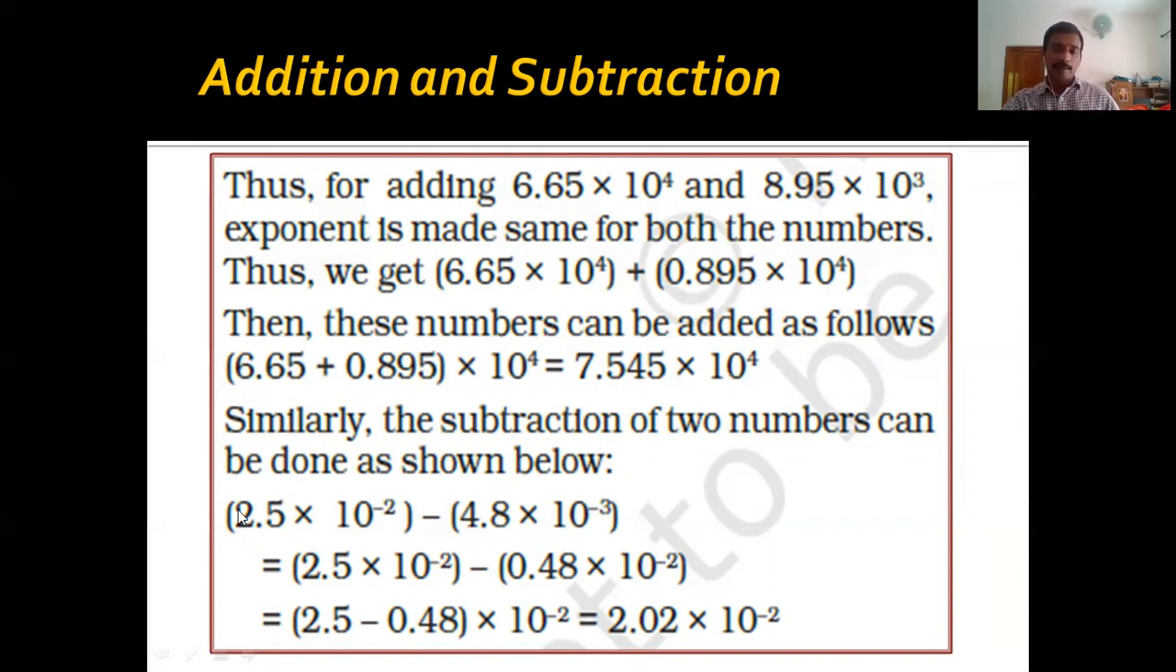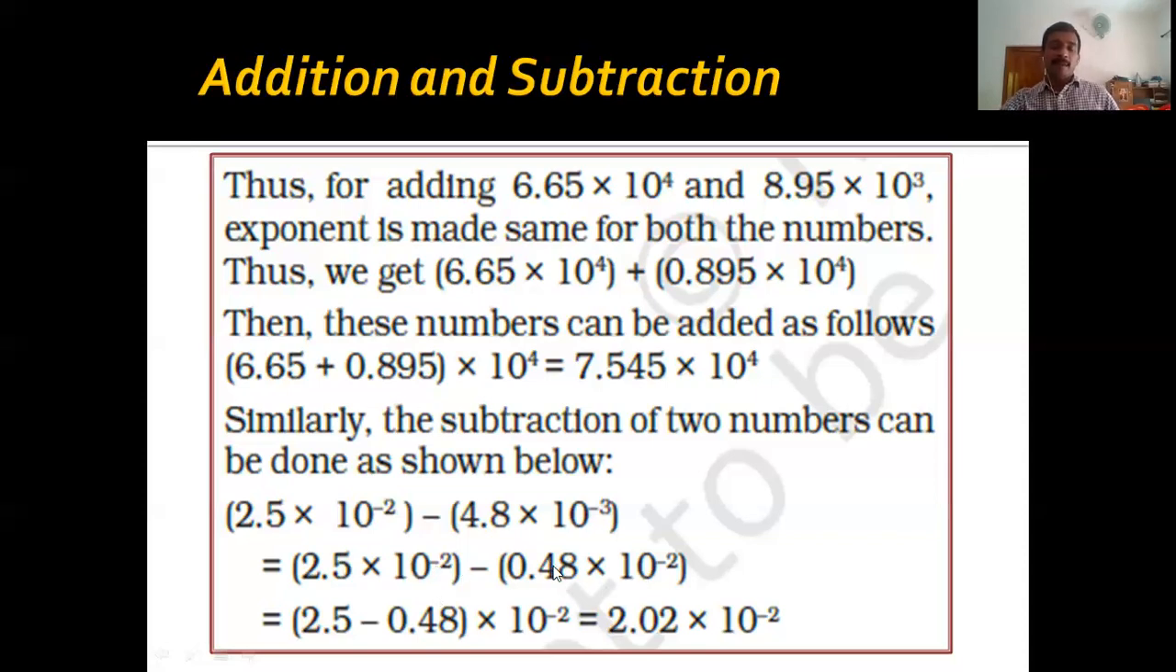In the case of subtraction, we have to use the same method. 2.5 into 10 raised to minus 2 minus 4.8 into 10 raised to minus 3. Here minus 2 and minus 3 are the powers. They are different, so we have to make the powers equal. Here you move this decimal point one place to the left. Then you have to multiply by 10 raised to 1. So 10 raised to 1 into 10 raised to minus 3, that is 10 raised to 1 minus 3, that is 10 raised to minus 2.